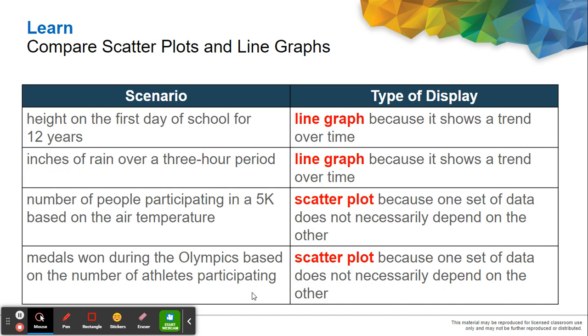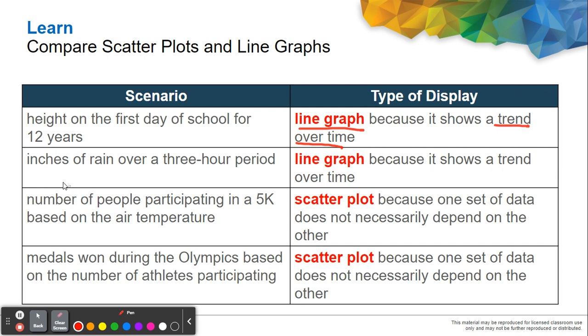Let's have more examples. For example, we are talking about the height on the first day of school for 12 years. So we have a trend. We are tracking the height for 12 years. That's why we represent the data on a line graph, because it shows a trend over a period of time: first year, second year, third year, fourth year, until 12 years.